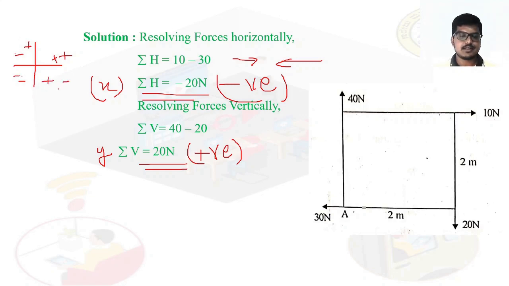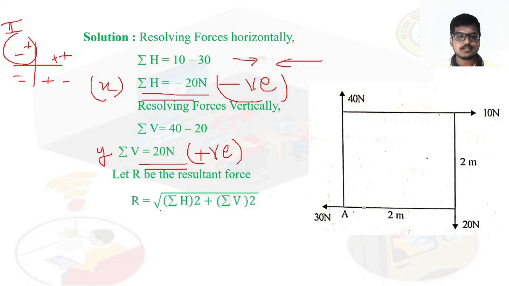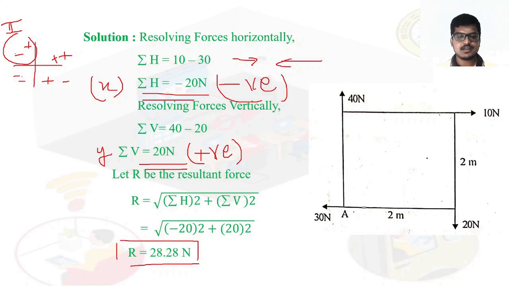I already explained this in the last classes. So what is the scenario here? That is negative plus positive, so the resultant is in the second quadrant. So now we have to find the resultant, that is, let R be the resultant force. What is the formula for R? R is equal to square root of sigma H square plus sigma V square. Substituting, minus 20 whole square plus 20 square. After simplification, R value is 28.28 Newton.